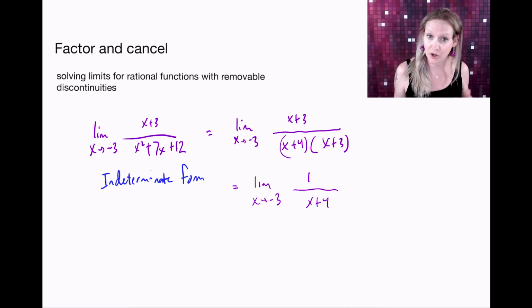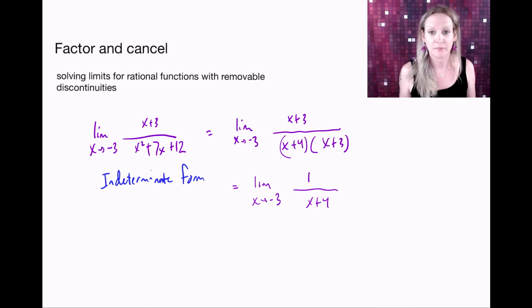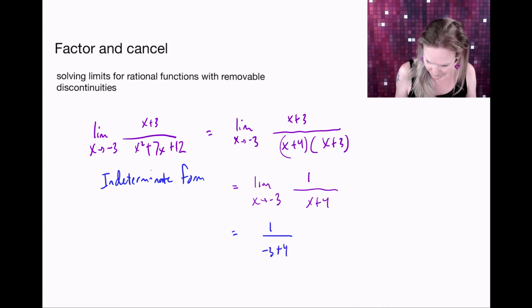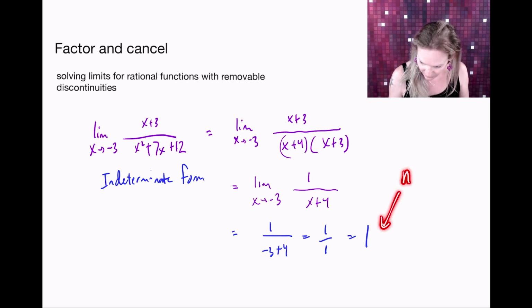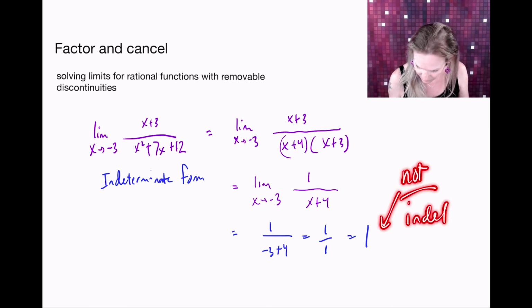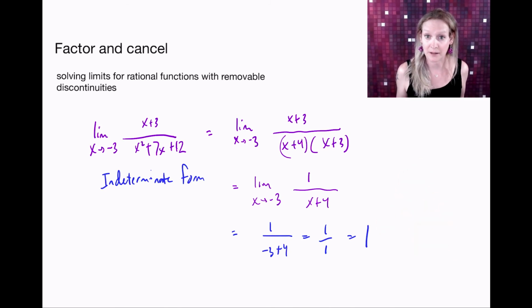And anytime that I've done work and done a transform on a function like this, now I'm going to try to just plug it in. So I'll try plugging it in again. Is this equal to 1 over -3 plus 4 equals 1 over 1 equals 1. And because I plugged it in and I didn't get an indeterminate form, that means that I found what the value of the limit is.